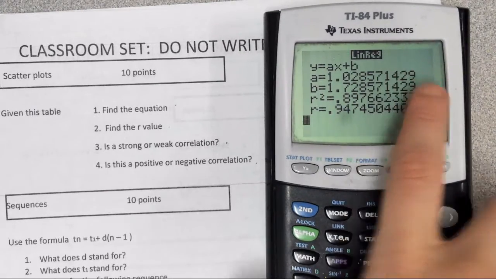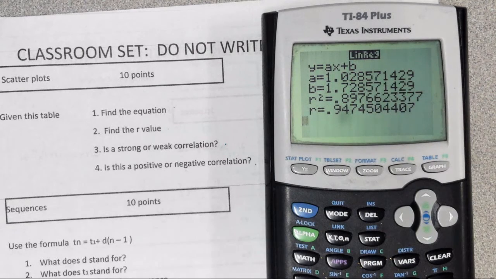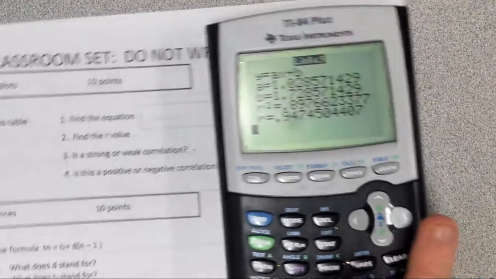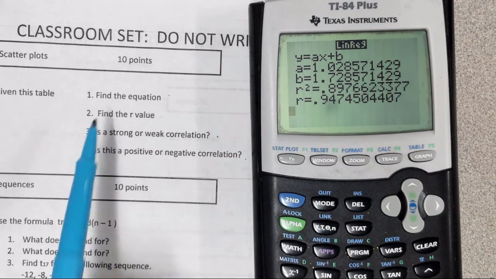If you did this and you did not get an r squared or an r value, that means that you did not turn on your diagnostics. So you have to turn on your diagnostics. If you did not get an r value, make sure you go back and hit second 0 and turn your diagnostics on. So our equation is given to us.